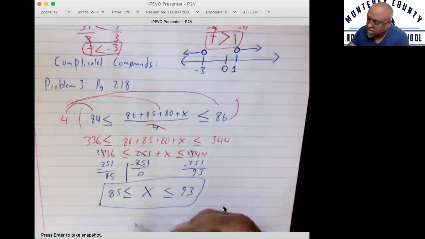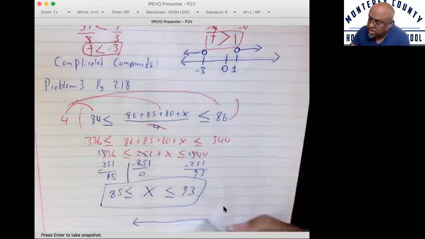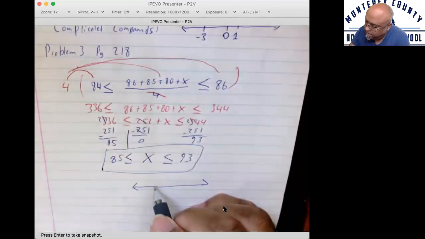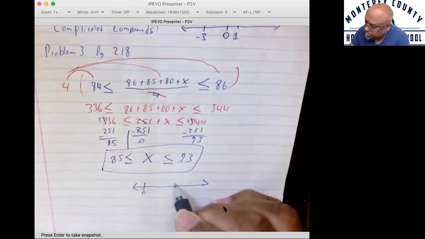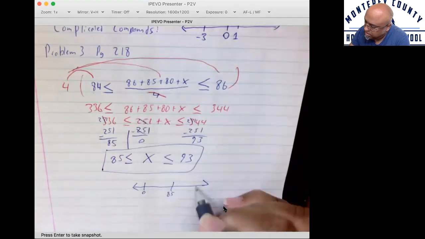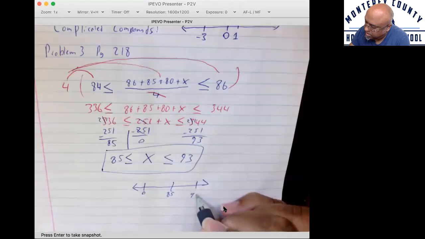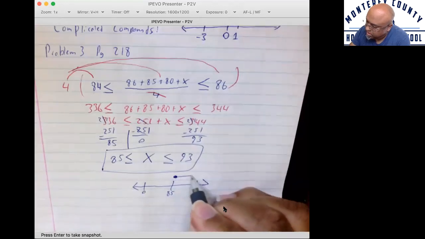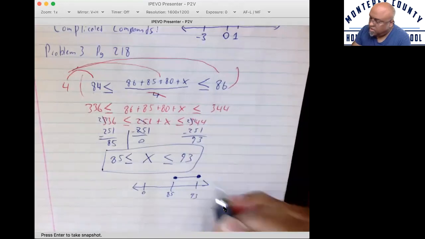And if I were to write that on a number line, which I'll just go ahead and give you, here's 0, here's 85, here's 93. Then I would write it like this. That would be my range.